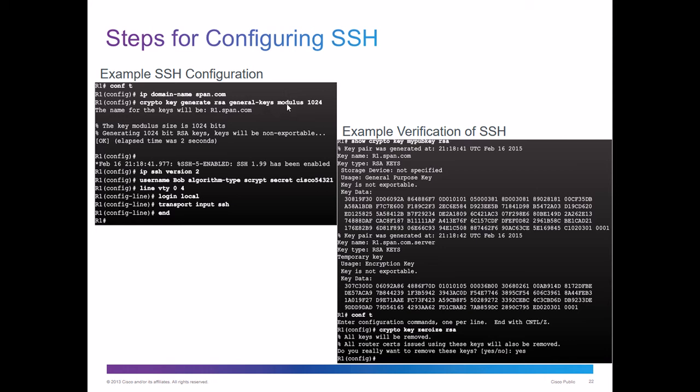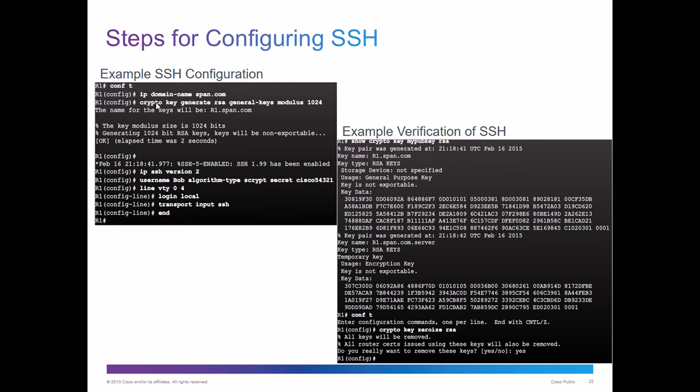General-keys modulus 1024. If you don't write general-keys modulus 1024, it's going to ask you. So if you just type in crypto key generate RSA and hit enter, it's going to ask you how big you want your key to be. The bigger the key, the more time it's going to take to generate. And look how big it can be. So make sure you're writing this down.